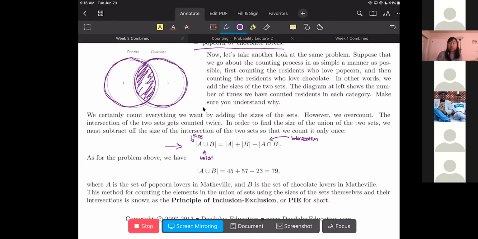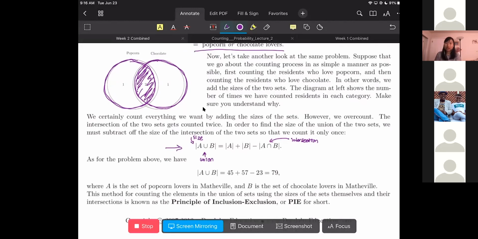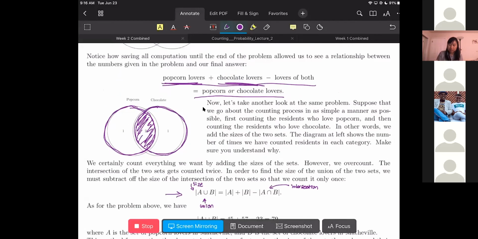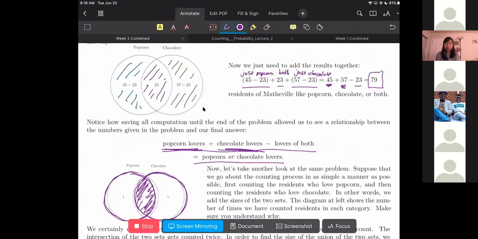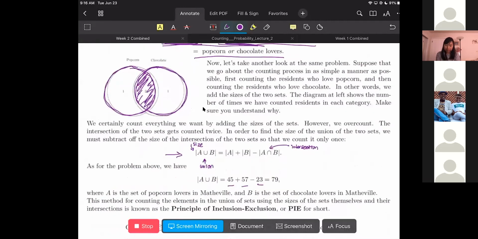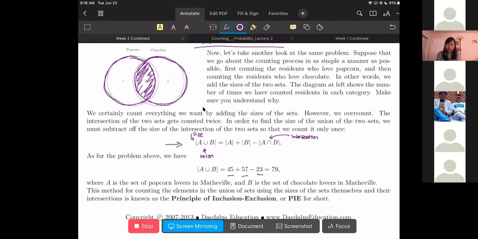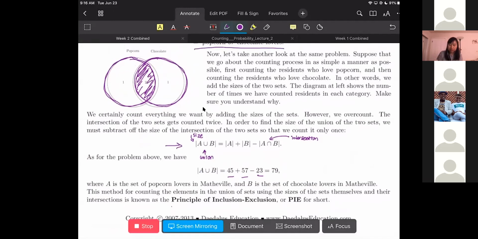So if we apply this to the problem above with the popcorn and the chocolate, we see that there are 45 people who love popcorn, 57 people who love chocolate, and 23 who love both. So we can subtract that out and get 79 again, which is the same answer that we got here. And this method is generally known as the principle of inclusion and exclusion, because we're counting how many people inside and outside to get the union.